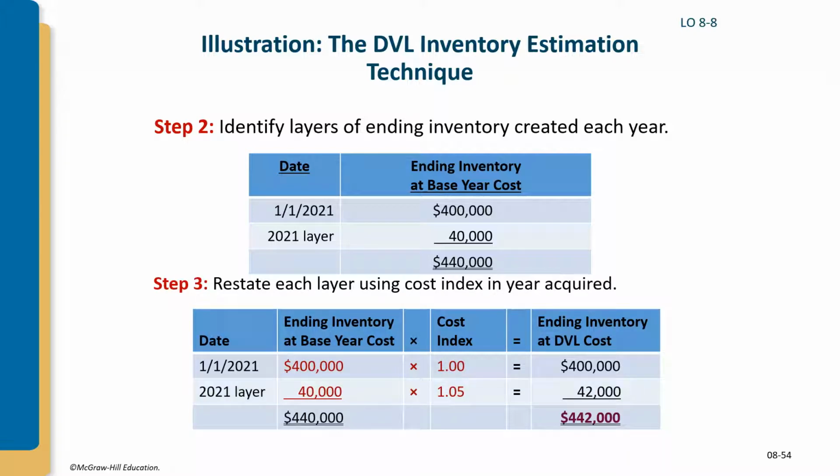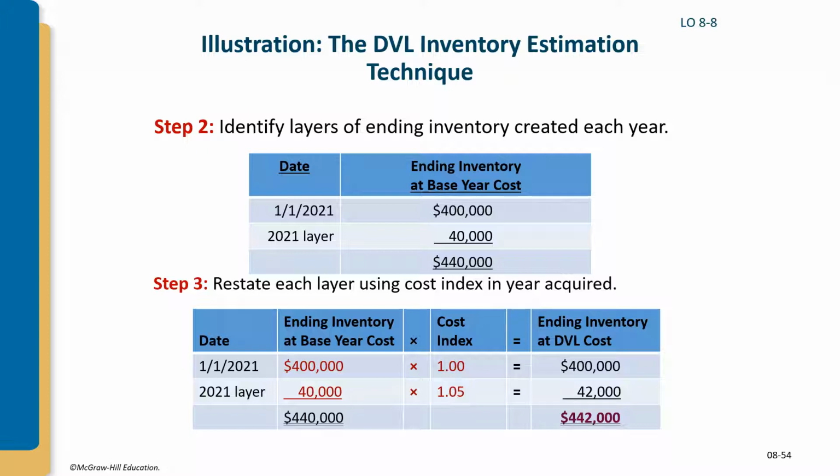Next, $400,000 is going to be cost at 100%, your base year. That $40,000 additional layer is the additional quantity you put in at current year cost, 1.05. So multiply the 40,000 times 1.05, add that to the 400,000. So under dollar value LIFO, you truly get the lowest ending inventory amount, 442,000.